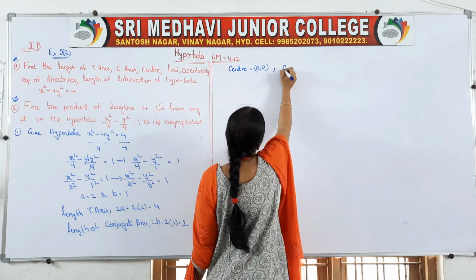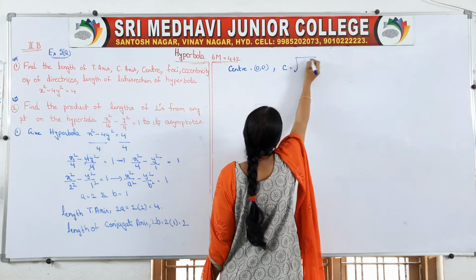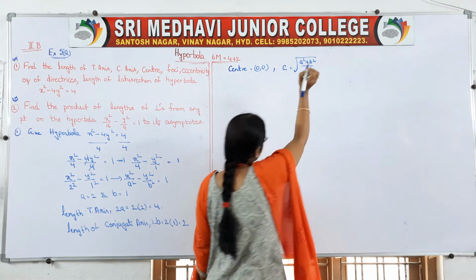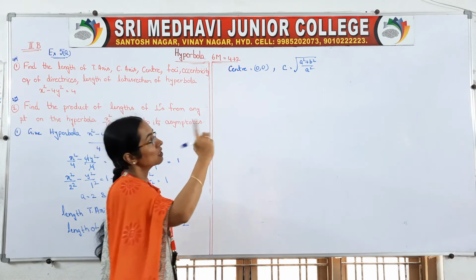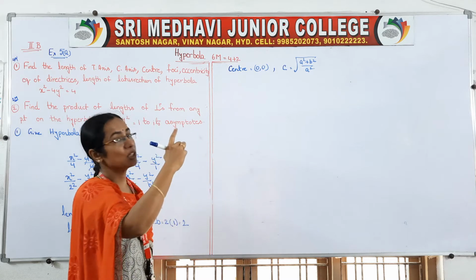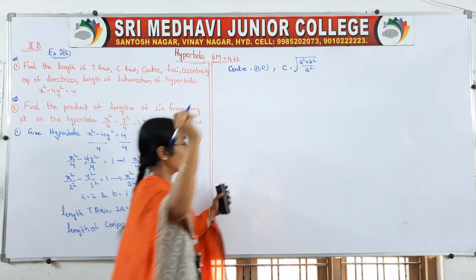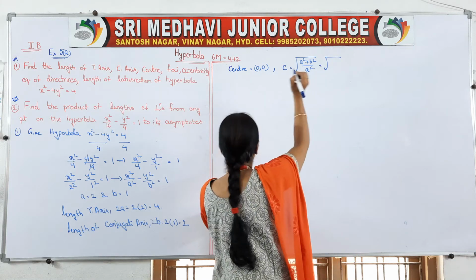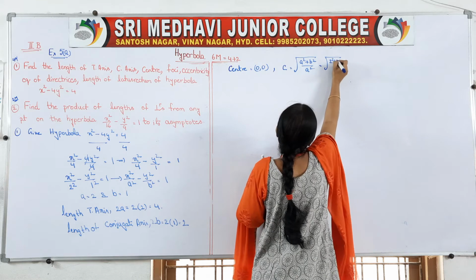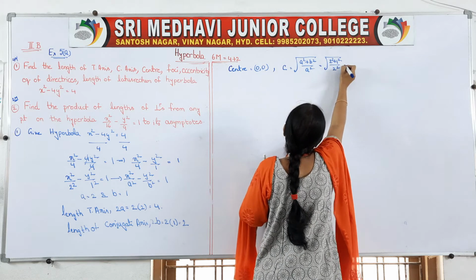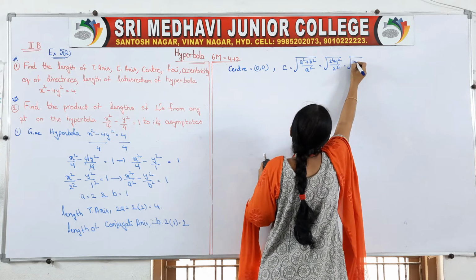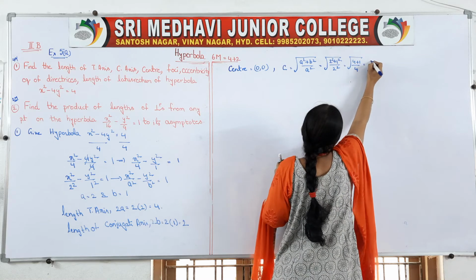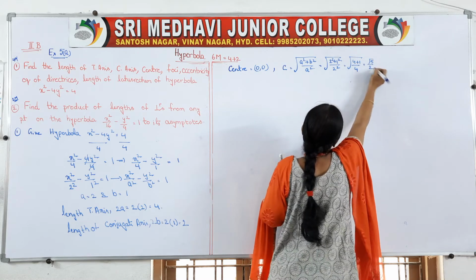So come on, eccentricity e is equal to, what is the formula? Root of (a square plus b square) by a square, if it is the first case. If it is the second case, it is root of (a square plus b square) by b square. So e is equal to root of (2 square plus 1 square) by 2 square, which is root of (4 plus 1) by 4, which is root 5 by root 4, that is root 5 by 2.